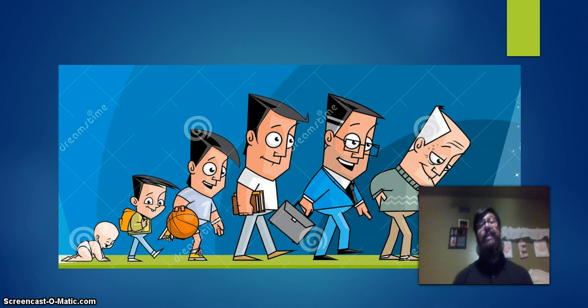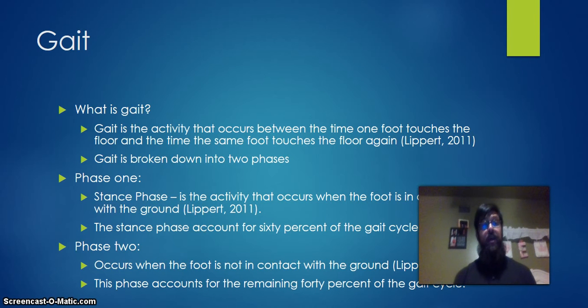I would like to start this presentation off first with this illustration. It illustrates us from our early childhood all the way to our older adulthood. I feel like this is a great illustration because it shows us from the beginning of life toward the end of life. So, that being said, I'd like to get into gait.